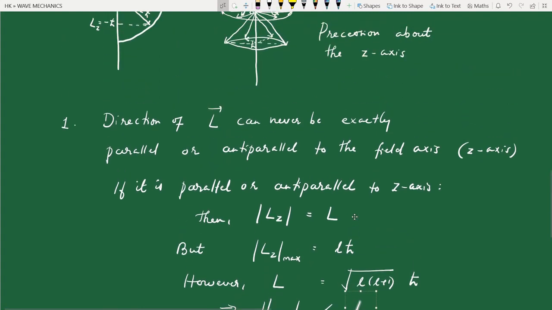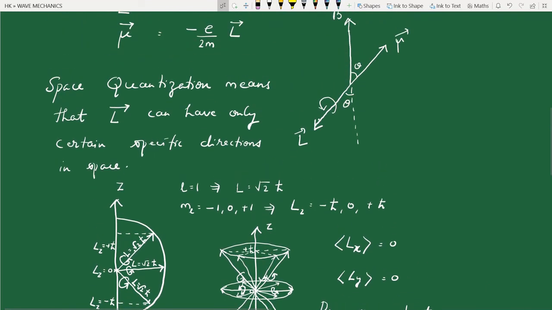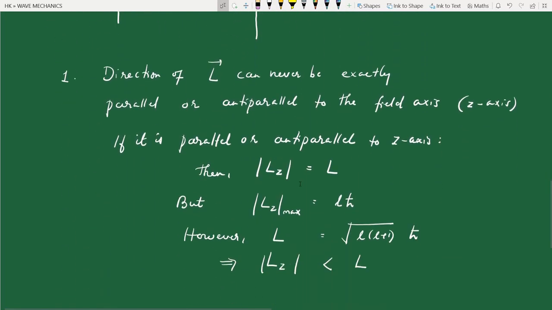In our particular example, small l equal to 1, so capital L is equal to root 2 ħ. Root 2 is 1.414, right? And what are the values of Lz? Minus ħ, 0 and plus ħ. The maximum value is only plus or minus ħ, but that is less than the magnitude, ħ is less than root 2 ħ. This is so for any value of l and ml.